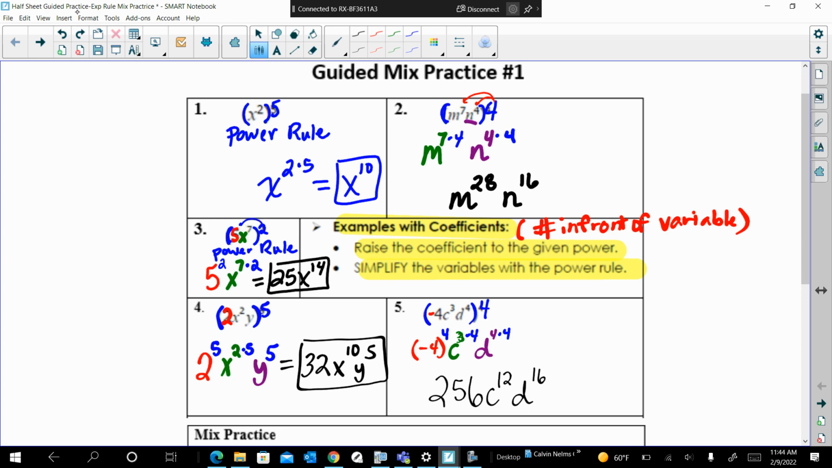All right, do we have questions? Because it's actually a positive 256, not a negative 256.